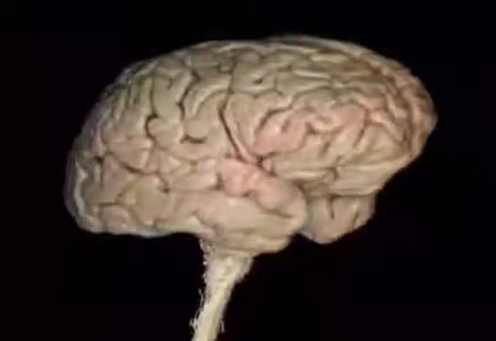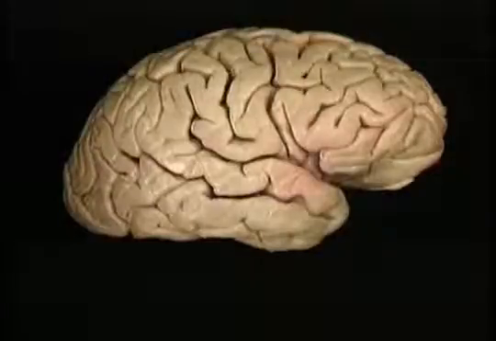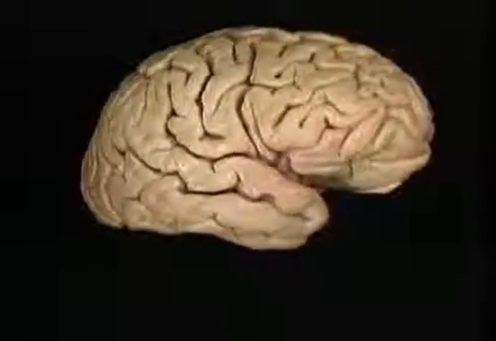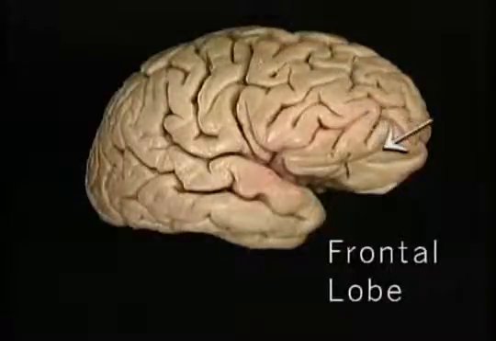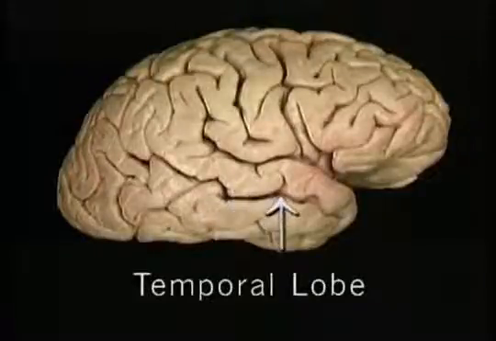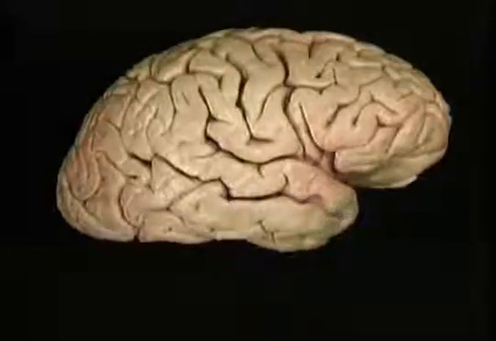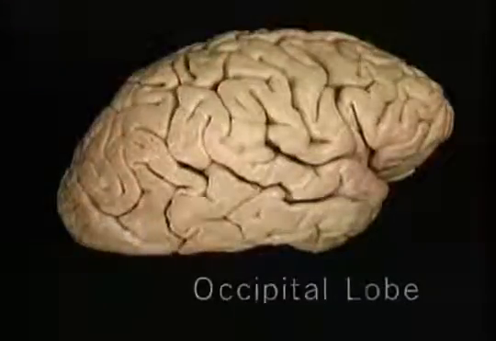Though they look hemispherical from in front, the shape of each cerebral hemisphere is more complex when seen from the side. In front, this part, the frontal lobe, occupies the anterior cranial fossa. This part below, the temporal lobe, occupies the middle cranial fossa. This part behind, the occipital lobe, lies above the tentorium.